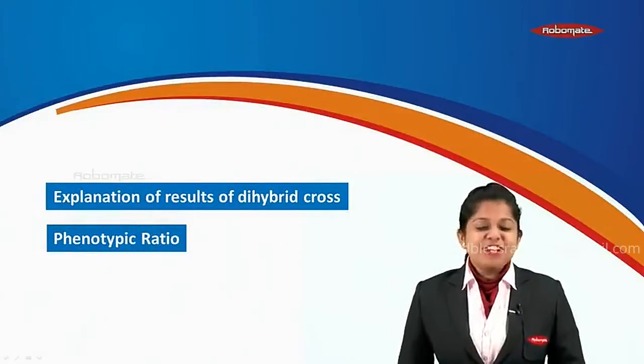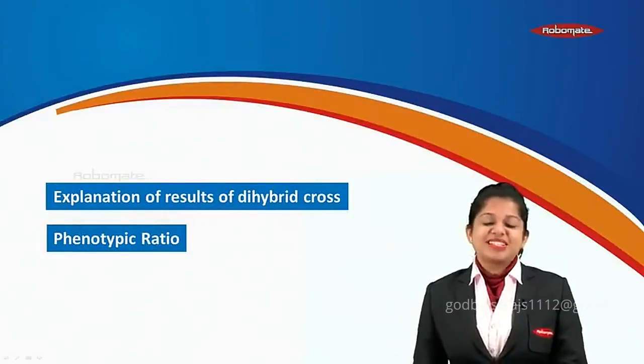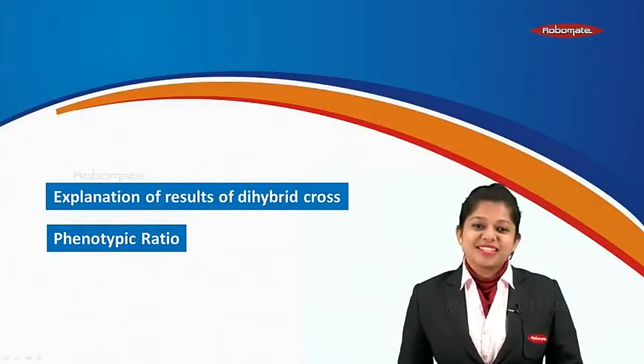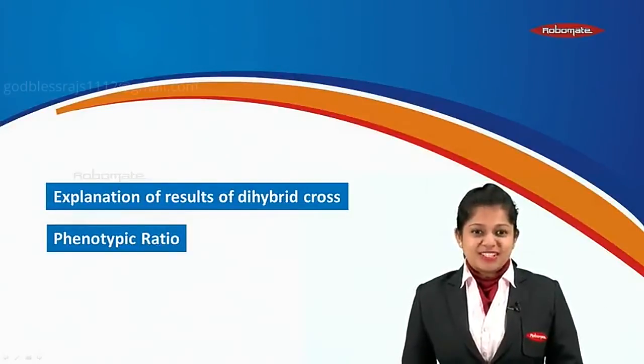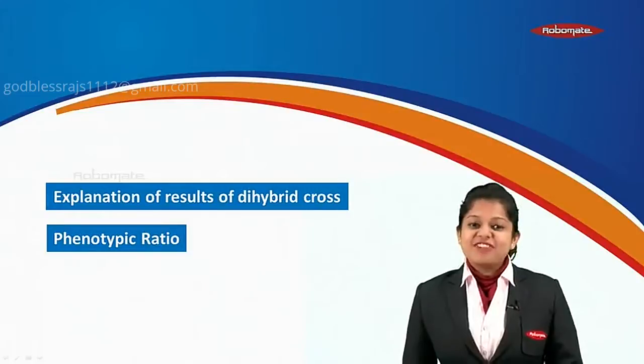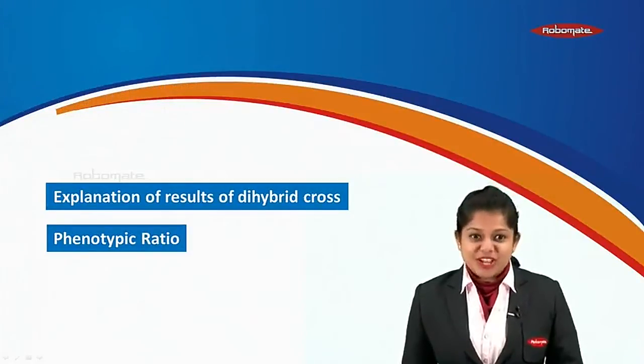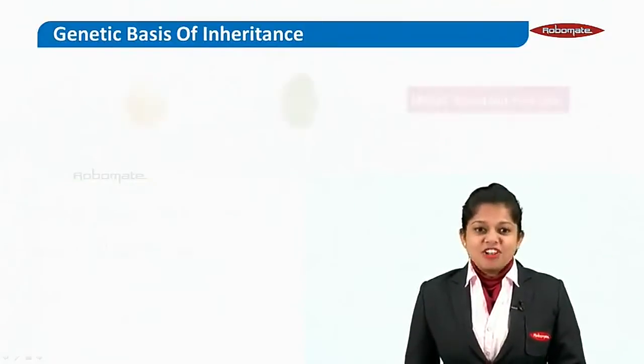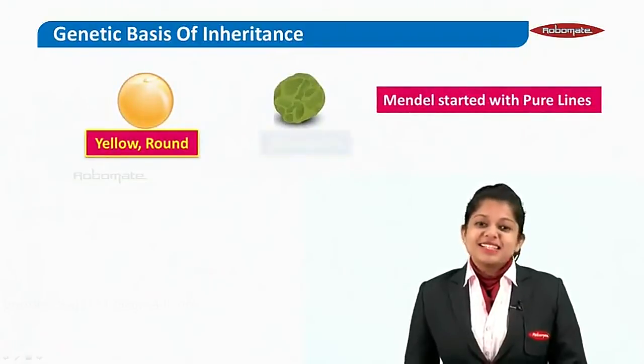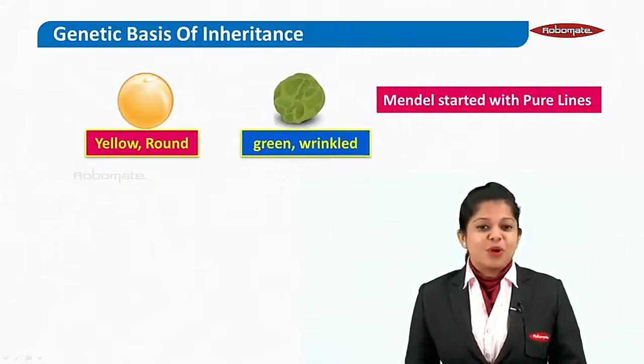Students, in this particular module, we are going to study the explanation of results of the dihybrid cross. Here, let's first have a look at the phenotypic ratio. So students, we already know that Mendel started his experiments with pure lines.